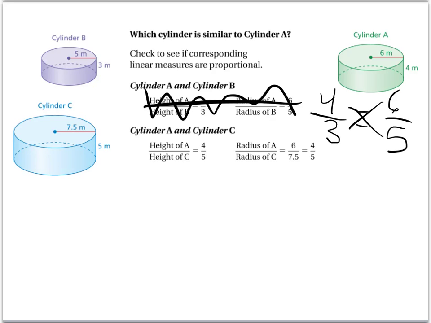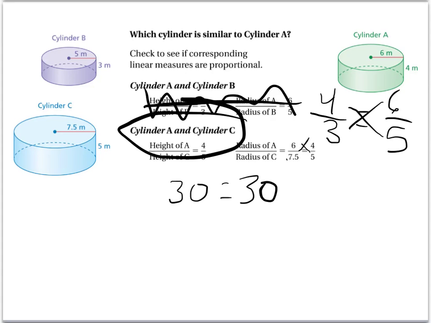They set it up as 4 over 5 and 6 over 7.5. So, here is my ratio of what we're looking for. Again, easiest way to always do this is cross multiply. 6 times 5 does get me 30, and 7.5 times 4 actually gets me 30. So, A and C are, in fact, proportional to each other.